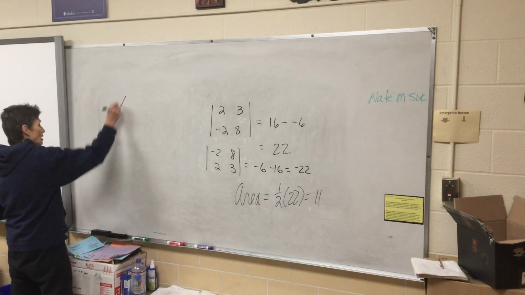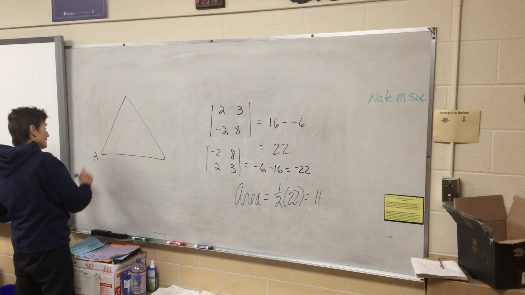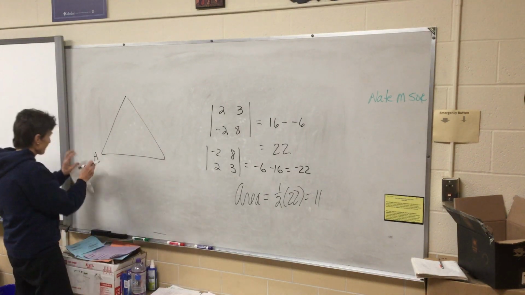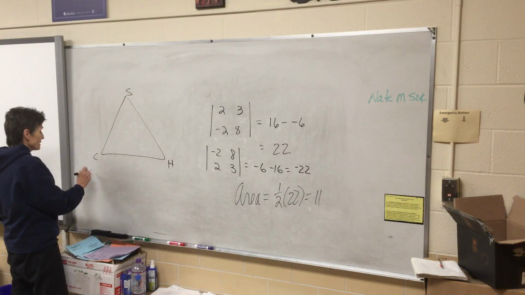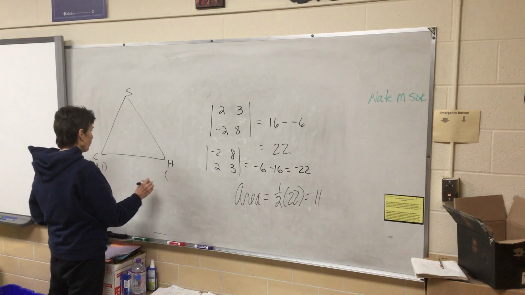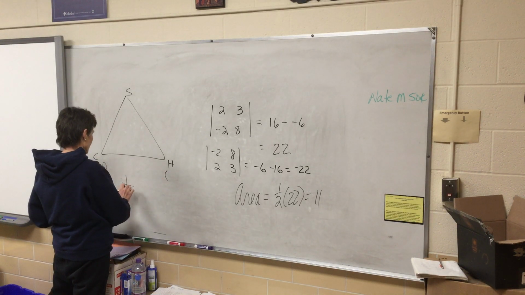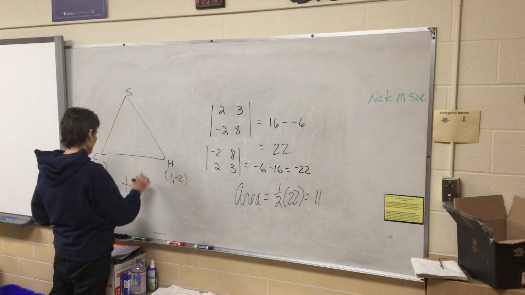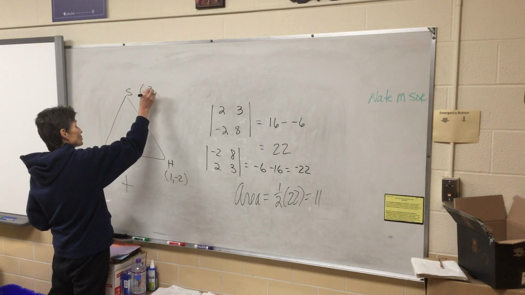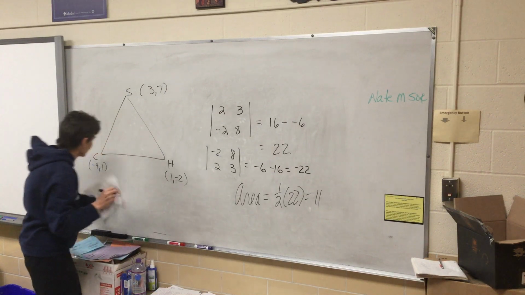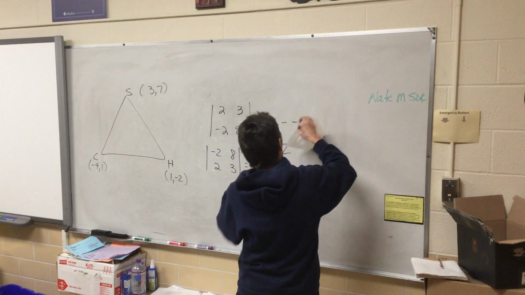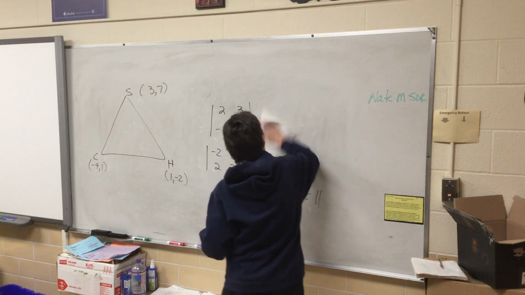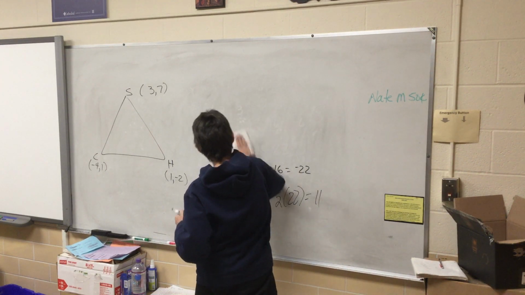So let's say we have a triangle. And I'm going to use different letters this time just so we get used to that. And let's say point C is -4, 1, and point H is 1, -2, and point S is 3, 7. All right, so let's say those are our vertices, and we're going to find the area of this triangle.